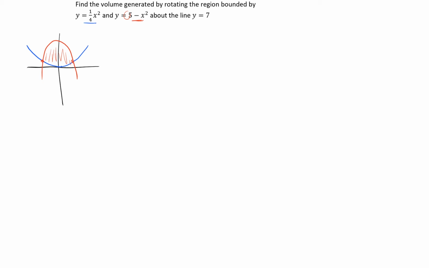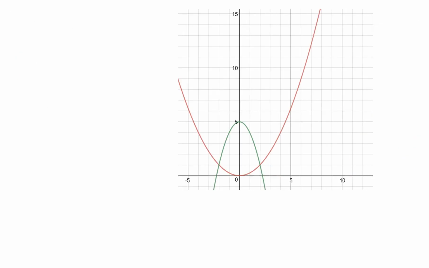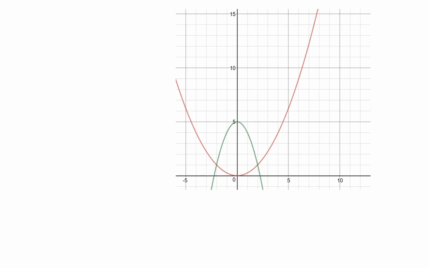Now I did go ahead and create the very nice looking graph over here to give us a real good idea of what's happening. So we are asked to find the volume of this region enclosed here when it is rotated about y equals 7. So my axis of rotation is going along right here. So you kind of visualize, what is this going to look like?